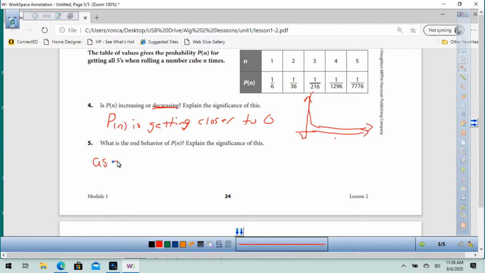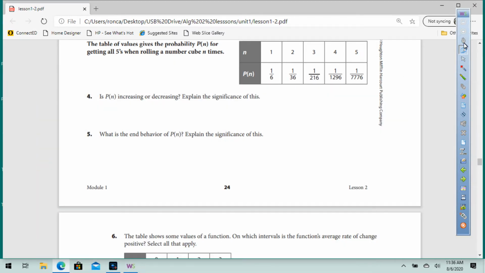What is the end behavior of P of n? As n approaches positive infinity, P of n approaches 0 from the positive side. And the significance is it gets smaller and smaller, closer and closer to 0.